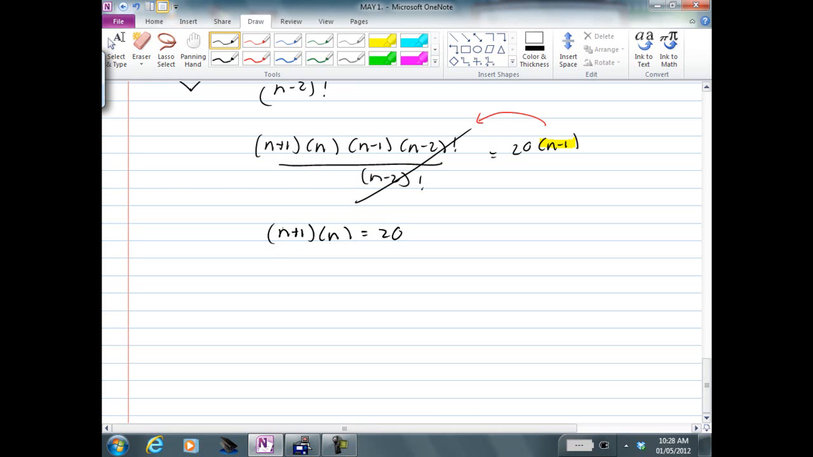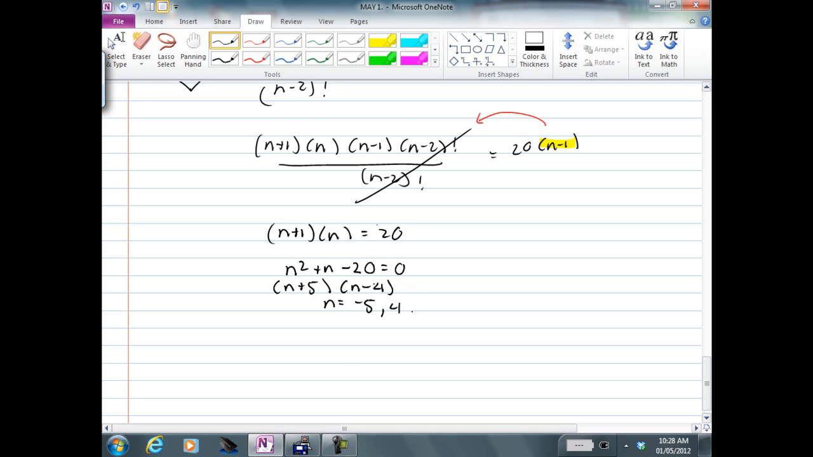Expand: n squared plus n. I'm going to bring the 20 to the left side, equals 0. Guys, now we have to solve for n, which is basically factoring. You get (n plus 5)(n minus 4). n equals negative 5 and 4.